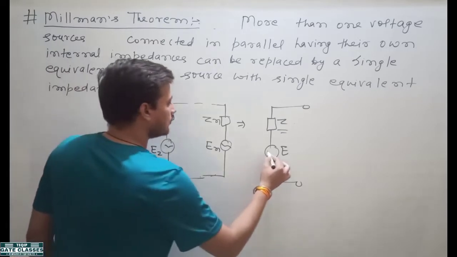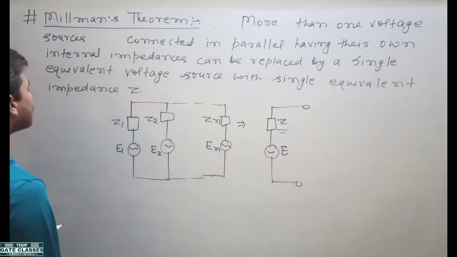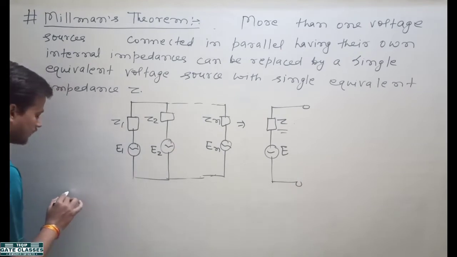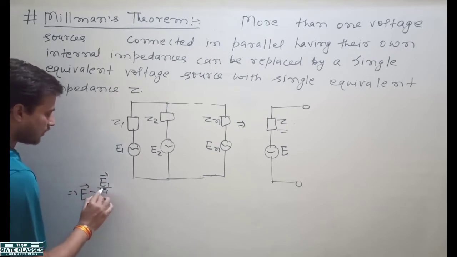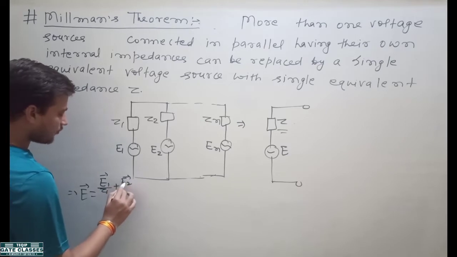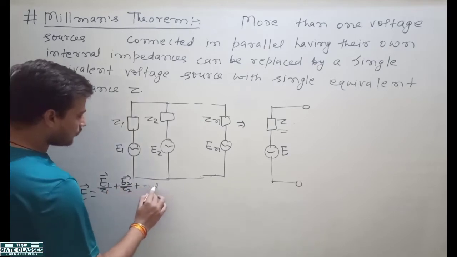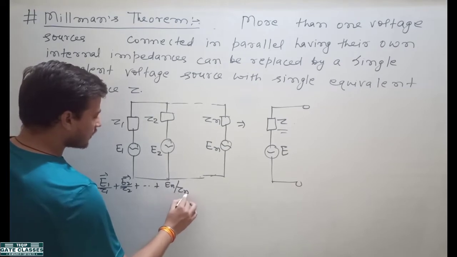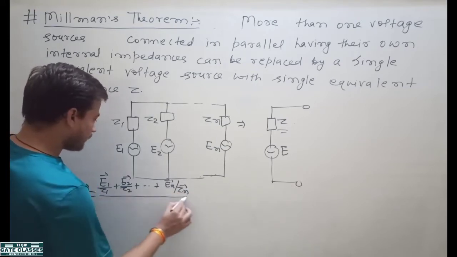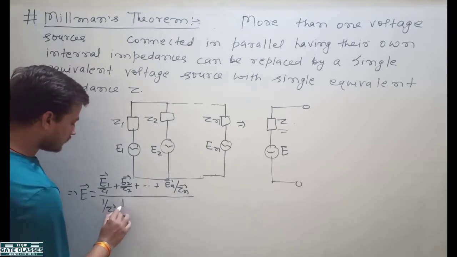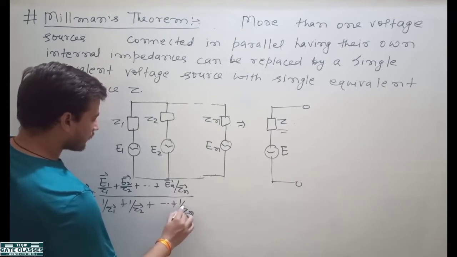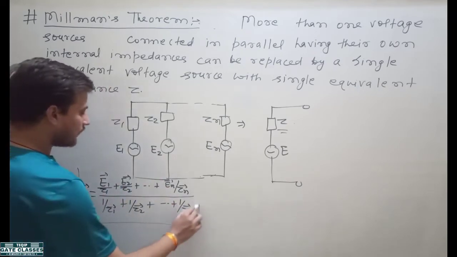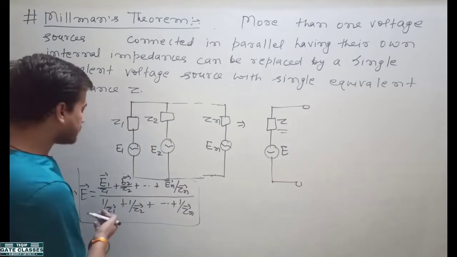So let us see how. There is one expression of Millman's theorem. I am writing the expression. The expression for Millman's theorem is E is equal to, I am writing in vector form, E1 by Z1 plus E2 upon Z2 plus up to En divided by Zn, divided by 1 upon Z1 plus 1 upon Z2 up to 1 upon Zn. Clear? Next, the value of Z. This is the value of E.